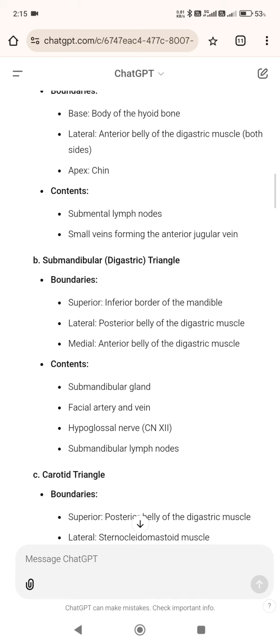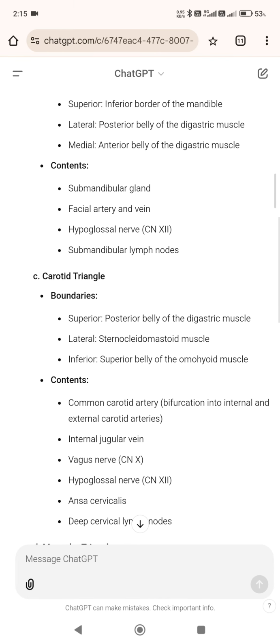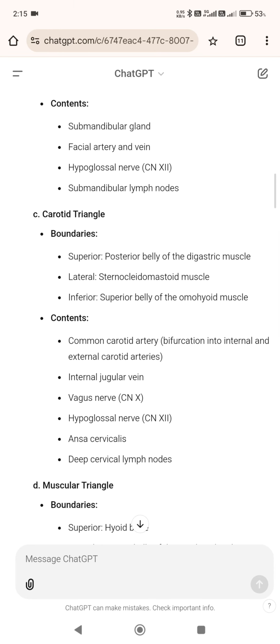C. Carotid triangle. Boundaries: superior, posterior belly of the digastric muscle; lateral, sternocleidomastoid muscle; inferior, superior belly of the omohyoid muscle. Contents: common carotid artery, bifurcation into internal and external carotid arteries; internal jugular vein; vagus nerve, CN X; hypoglossal nerve, CN XII; ansa cervicalis, deep cervical lymph nodes.